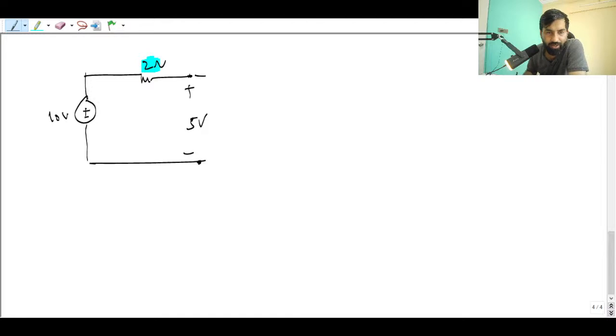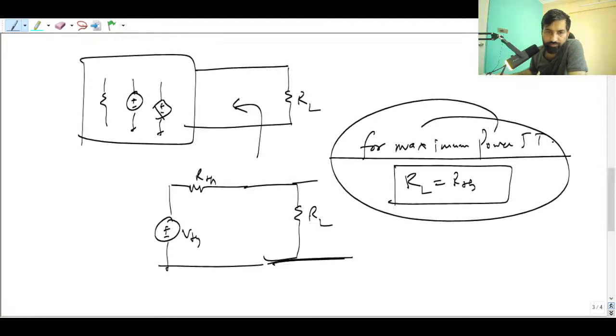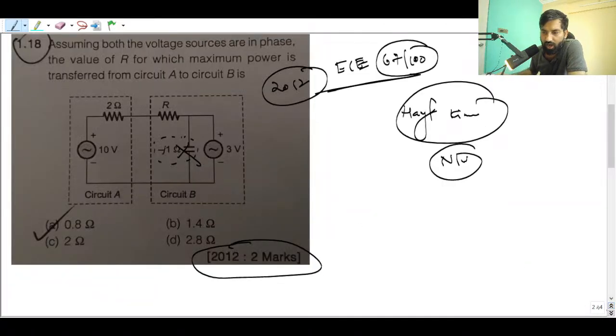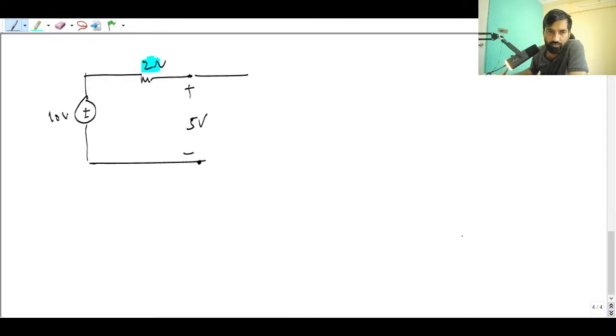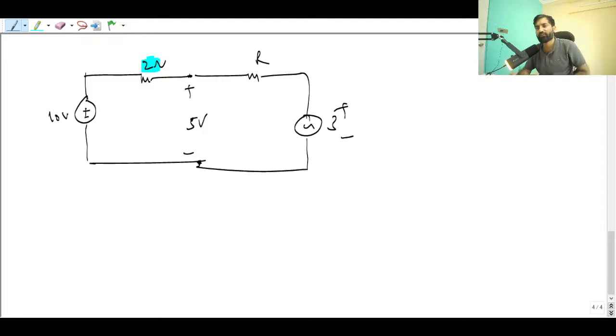Now you can connect back the load resistance also, I mean load network or circuit B network. Okay, so आप इसको connect कर सकते हैं. तो R and 3 will be there. This is R and this is gonna be 3. Okay, and it is a DC only. They have used this kind of symbol, but don't get confused, right? It is a constant volt only.